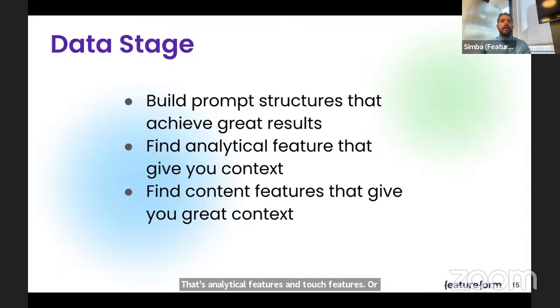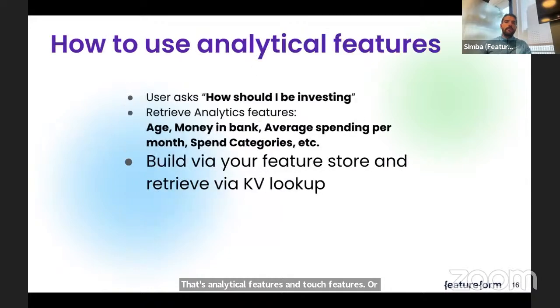Analytical features are typically numerical. They could be things like age, money in bank, average spending per month, spend categories. So someone asks, how should I be investing? You can have those analytical features.